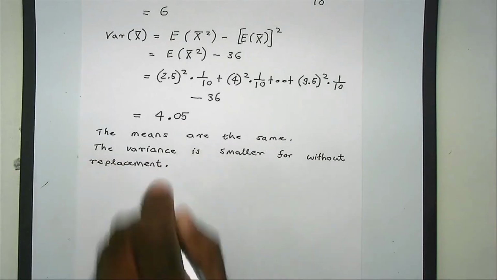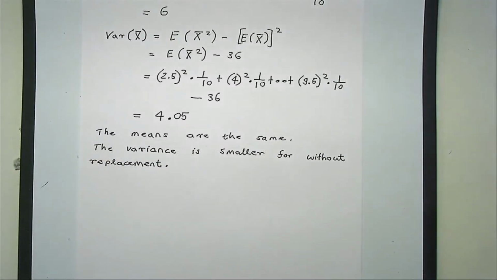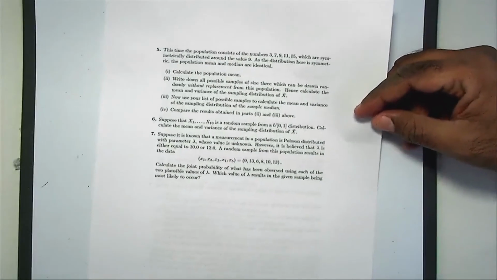Okay. Alright, so that completes question 4 of tutorial sheet 2. Right, now let's move to the next question, question 5, right? Is this one? Let me try to zoom in. Okay, here we are. So this time you have a population that consists of the numbers 3, 7, 9, 11 and 15, right? They are symmetrically distributed around the value 9.